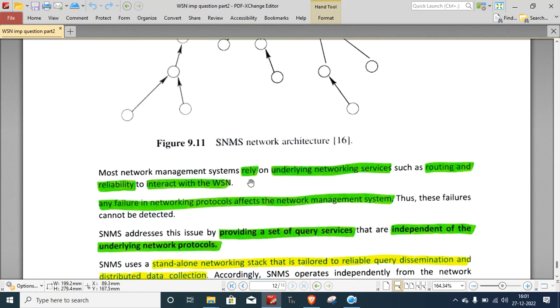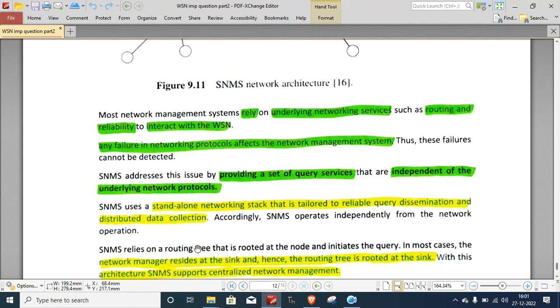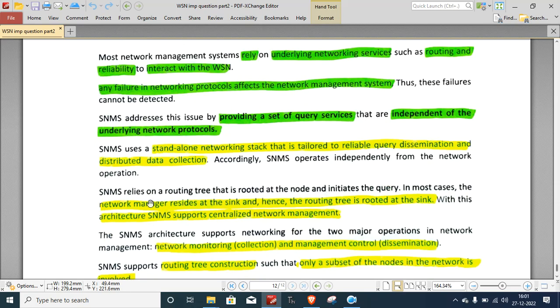Most network management systems rely on underlying networking services such as routing and reliability to interact with the wireless sensor network. Any failure in the networking protocol affects the network management system. Thus, these failures cannot be detected. SNMS addresses this issue by providing a set of queries that are independent of underlying network protocol. SNMS uses a standalone networking stack that is tailored for reliable query dissemination and distributed data collection. Accordingly, SNMS operates independently from network operation.